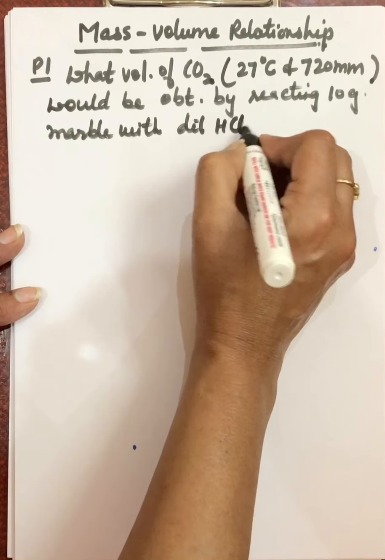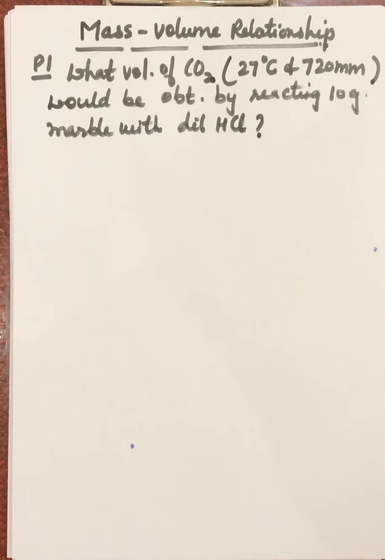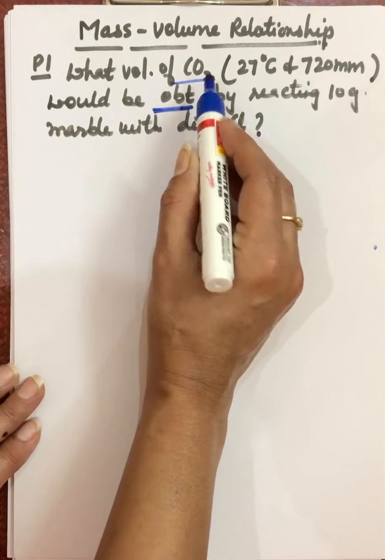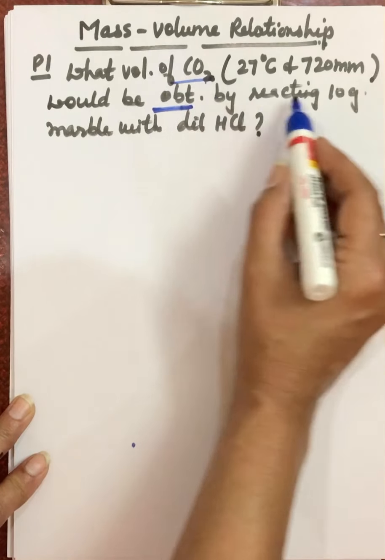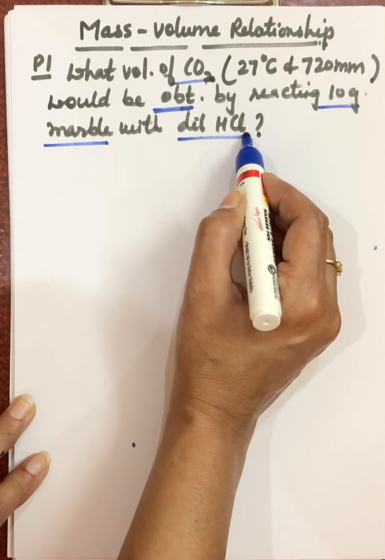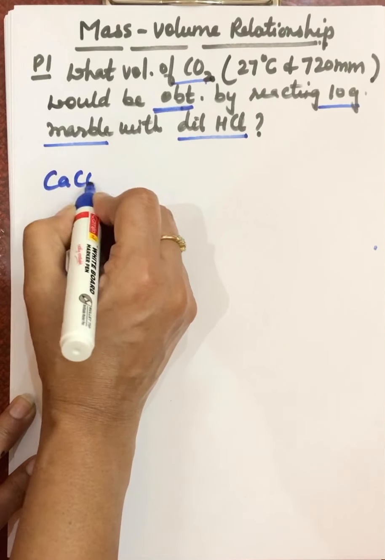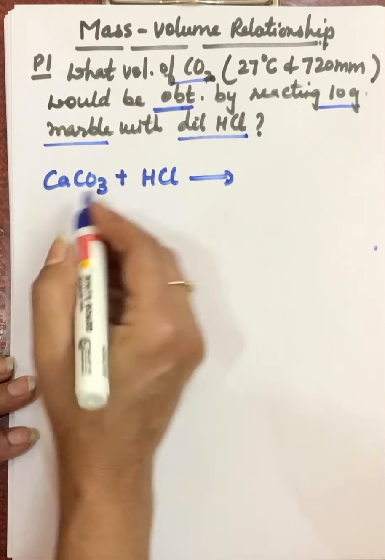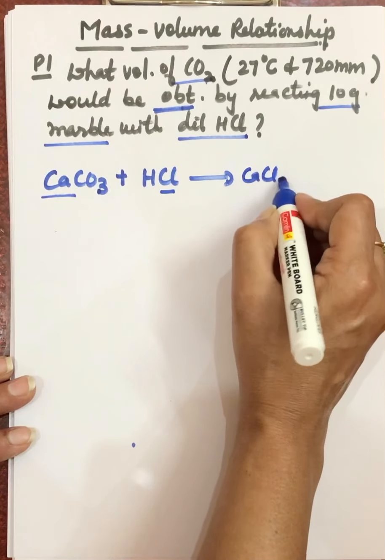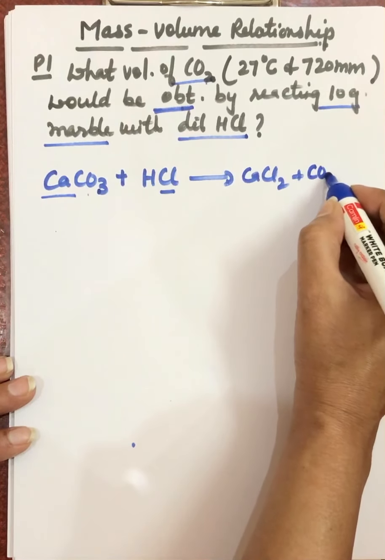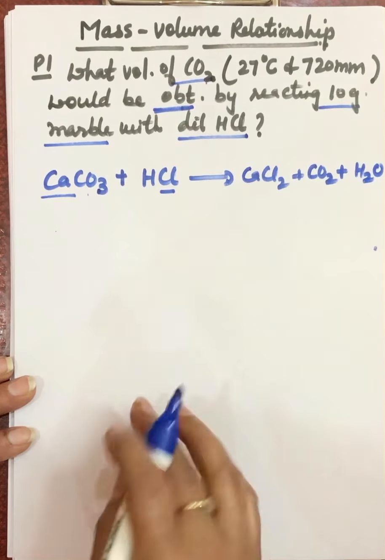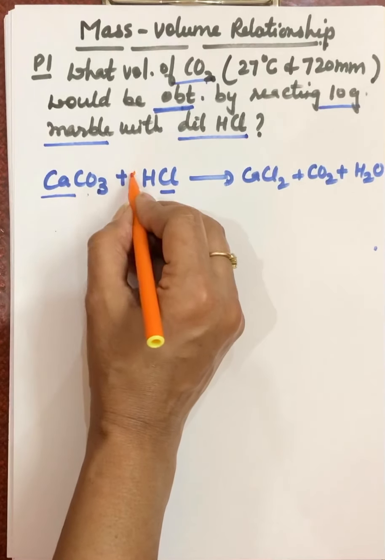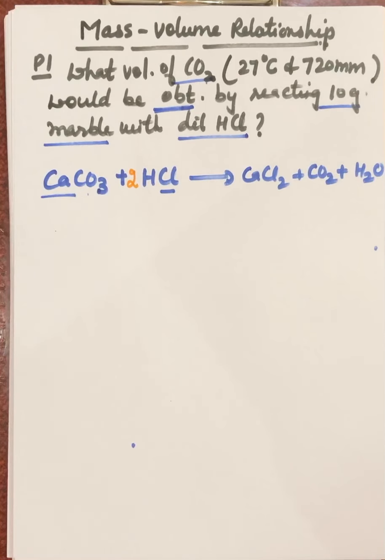Now see the statement and find out the reaction taking place here. How much volume of CO2 will be obtained? That means CO2 is a product. And how do we get the CO2? By reacting marble with dilute HCl. Marble is calcium carbonate. This reacts with the dilute HCl, and after reaction we get CaCl2, from carbonate we get carbon dioxide, and plus we get water. See whether this is a balanced equation or not. If it's not balanced, then balance it. Our first step, the balanced chemical equation, we have written.